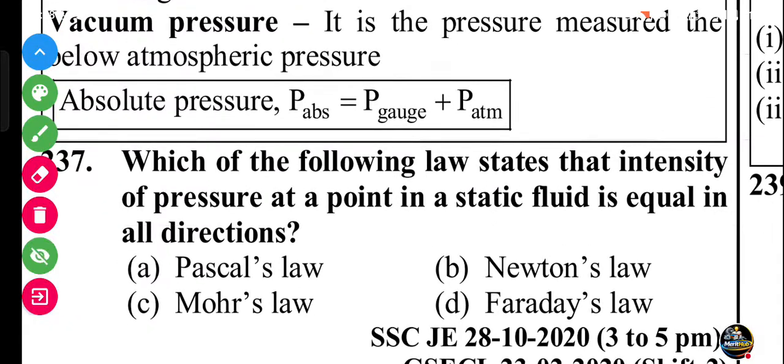Next question, friends. Which of the following laws states that the intensity of pressure at a point in a static fluid is equal in all directions? This is Pascal's law. Okay.